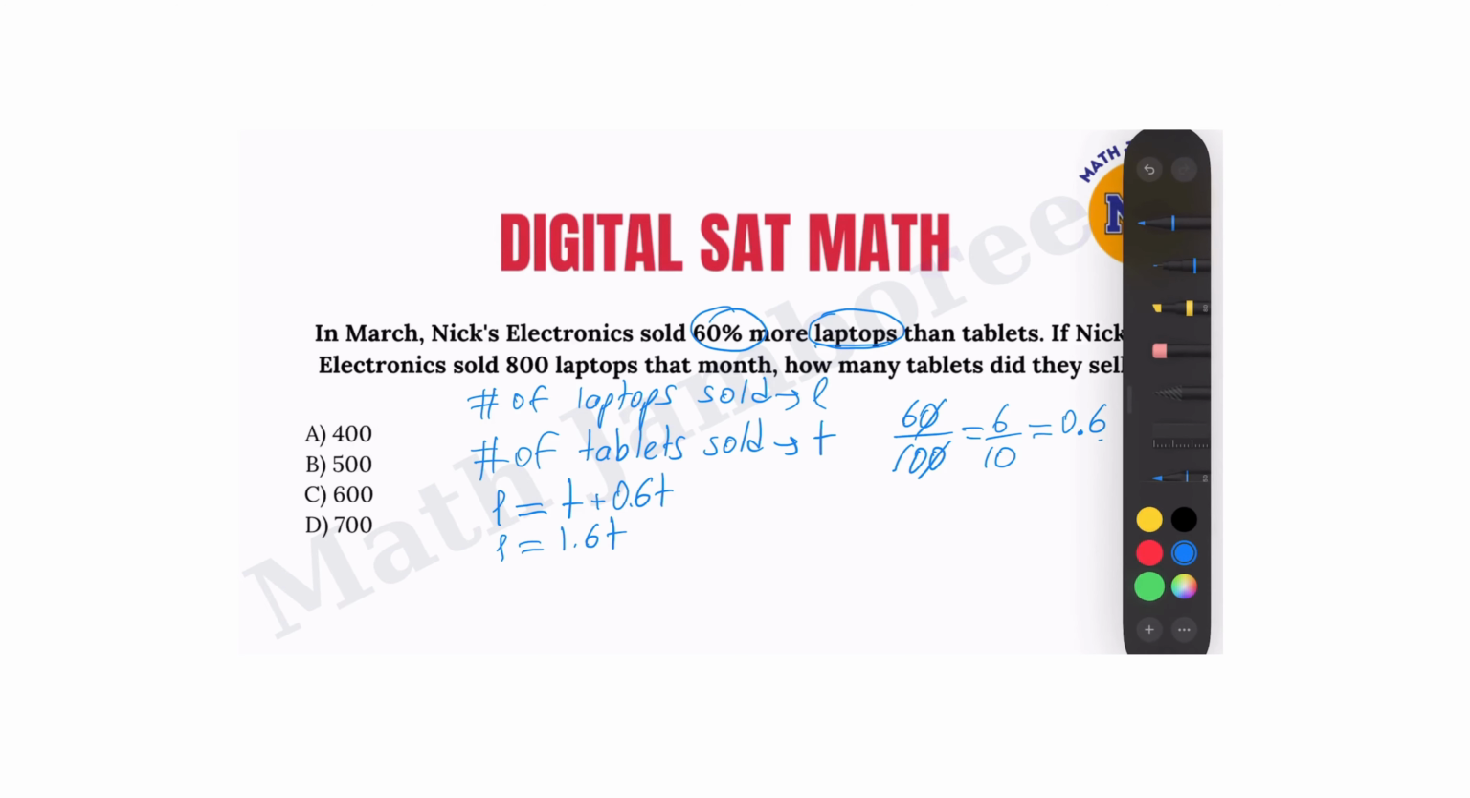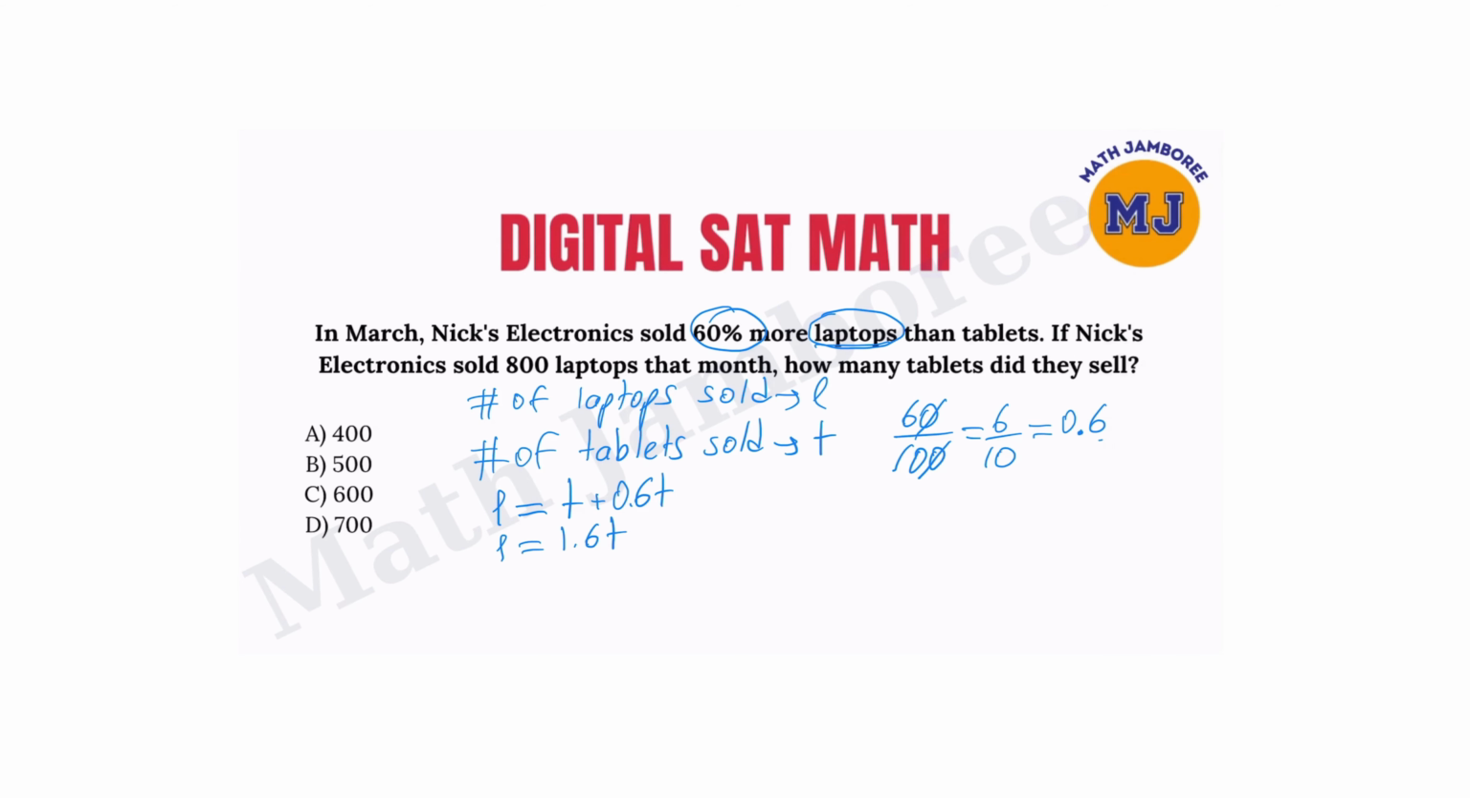For the rest of the problem, I'd like to use a different color pen. Since 800 laptops were sold, this data is given to us. So let's go ahead and substitute that value in. So 800 equals 1.6T. To find the value of tablets, how many tablets they sold, we'll just divide both sides by 1.6. So this 1.6 and this 1.6 cancel each other out.